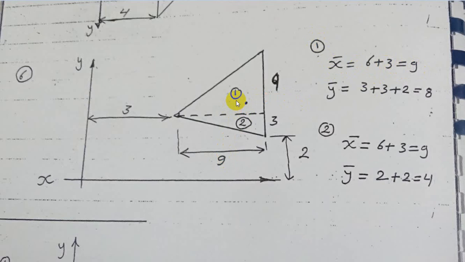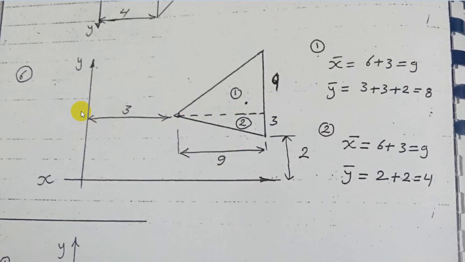From the point here to the point here is going to be considered as 6. From the point here to the point here, plus 3: 6 plus 3 gives 9. So here comes the x dash. Hence the x dash is calculated.